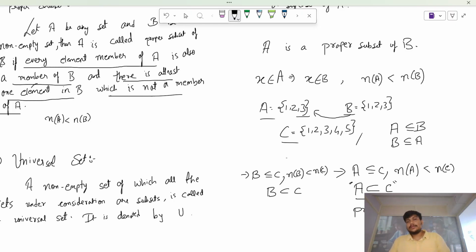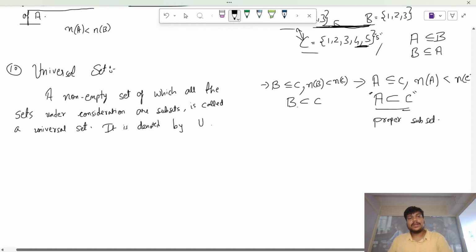What is the difference here? For a subset, if the elements are equal, it is okay. If they are not equal, then also it's okay. But for a proper subset, the number of elements in the sets is always not equal. Here it's 1, 2 and 3, so 3 elements, and here it's 1, 2, 3, 4, 5, so 5 elements. We have 2 elements which are not in A. So we got more than 1. At least 1 means minimum 1 should be there. If there are more than 1, well and good. So this is the difference between subset and proper subset.